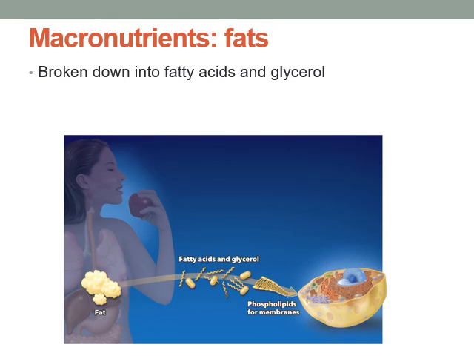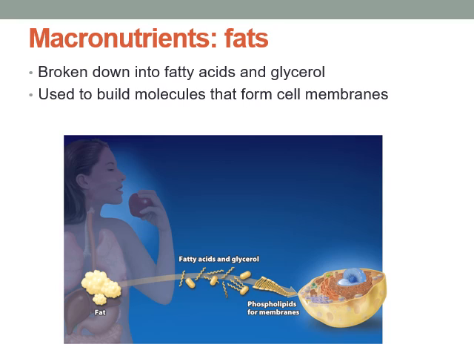And then last, we have fats. These guys are broken down into fatty acids and glycerol. These ones we actually use to build molecules that form cell membranes. So remember, our cell membranes are phospholipid bilayers. That's what we're forming: our cell membranes are formed from fats that we get from our diet.